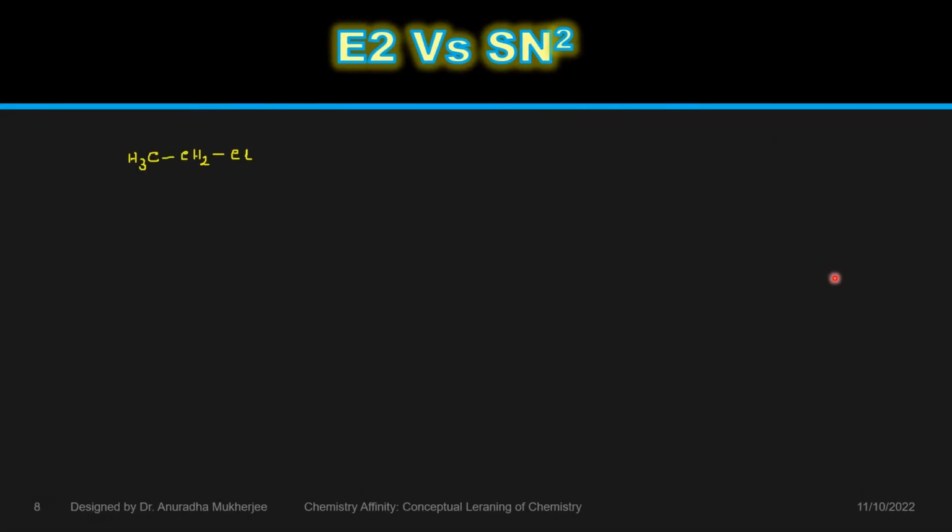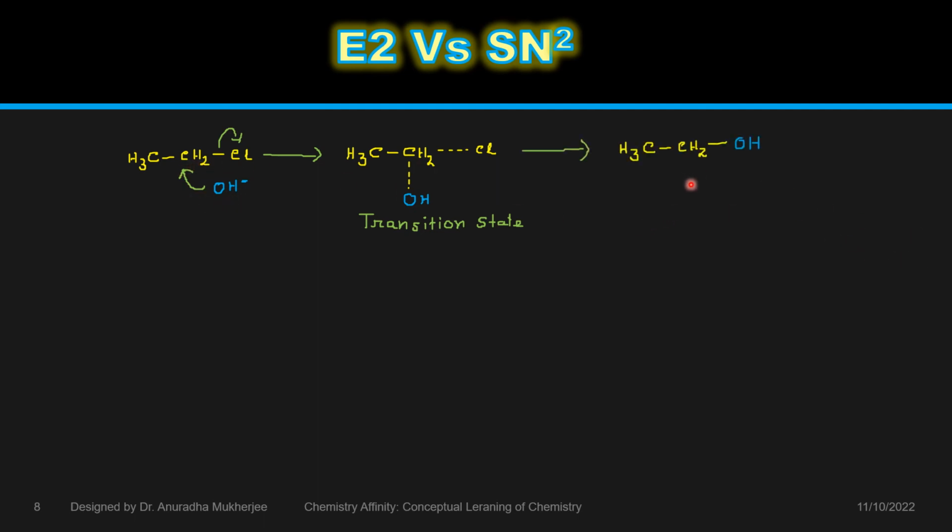In SN2 reaction, usually we take primary or secondary alkyl halide or alcohol. So here the leaving group leaves and the nucleophile attacks at the same time. So it is a concerted process and then finally the leaving group leaves and the nucleophile makes a new bond with the carbon.